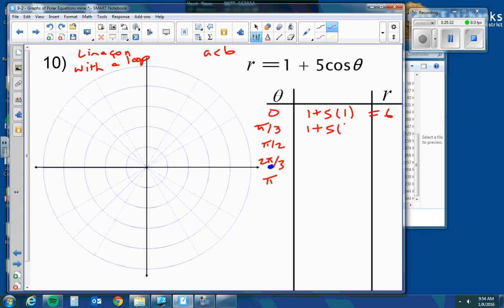And then when cosine's a half, 2.5 plus 1 is 3.5. So that's along this line, go out 1, 2, 3.5. There's that point. Then when cosine is 0, you get this 1, which is here.